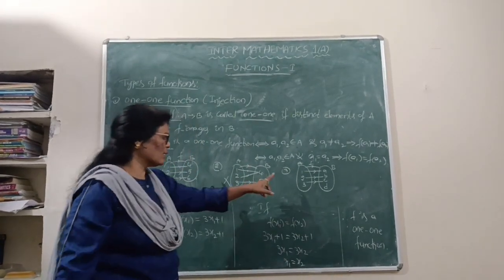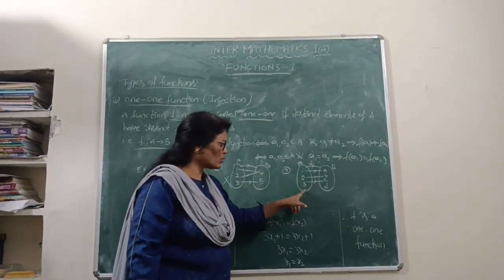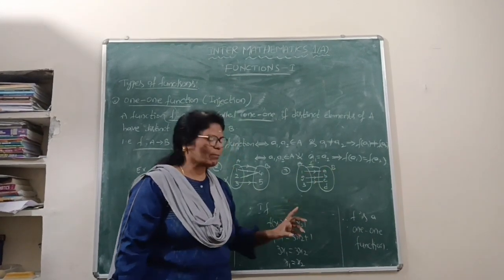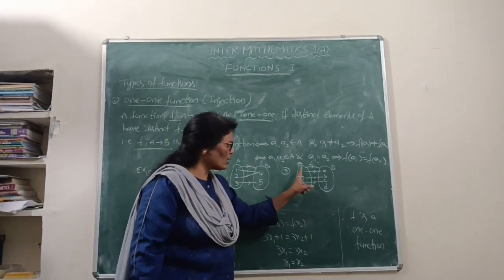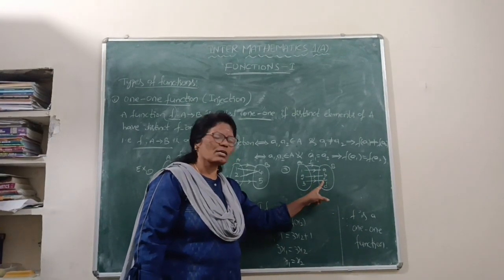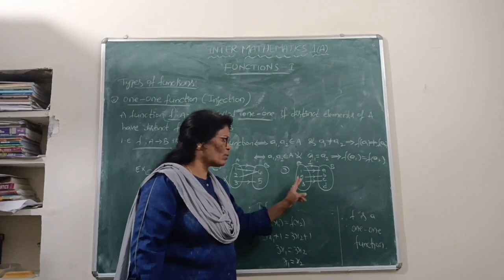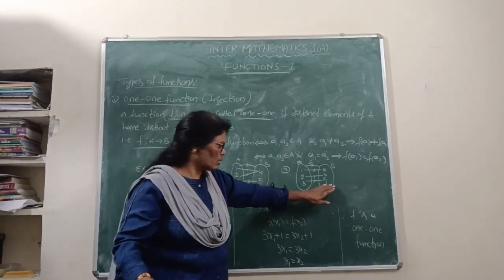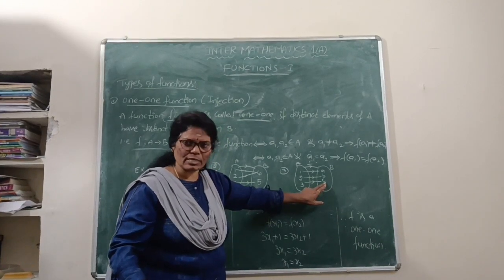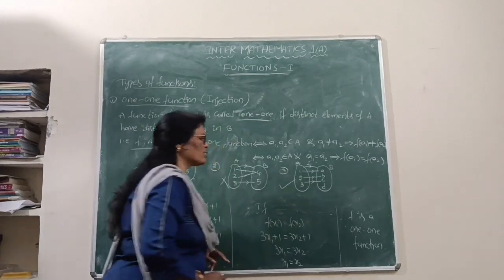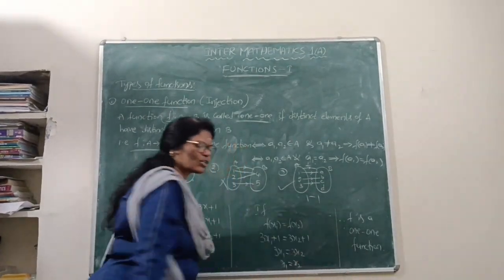And the third example: 1, 2, 3 are elements in A, and A, B, C, D are elements in B. Here 1's image is A, 2's image is B and 3's image is C. For every element in the domain, different F images are there, no? The remaining element in the codomain need not be considered. So that's what we can say, this one is also a one-to-one function.